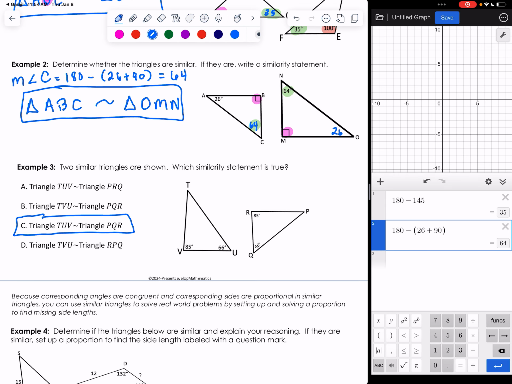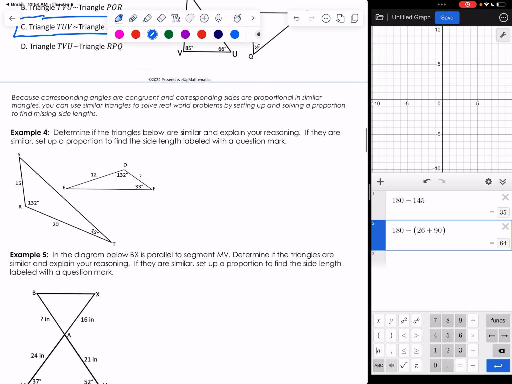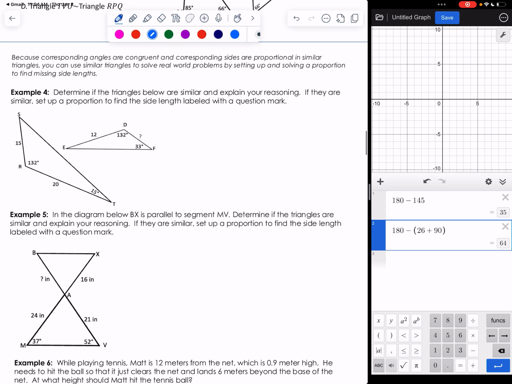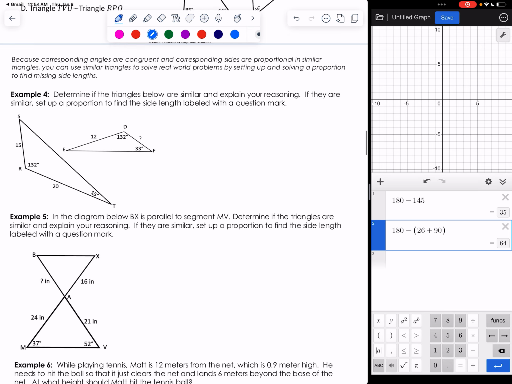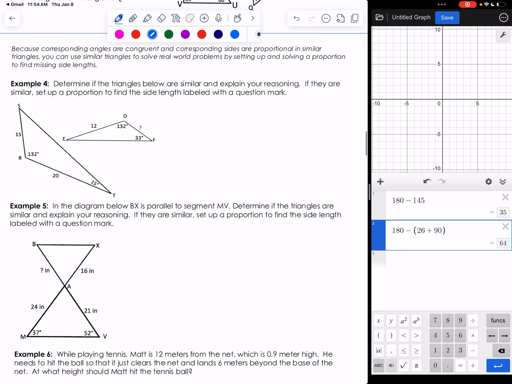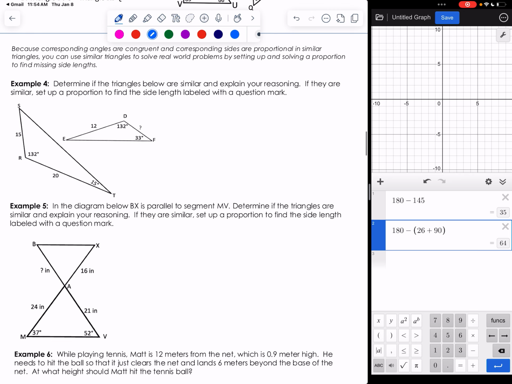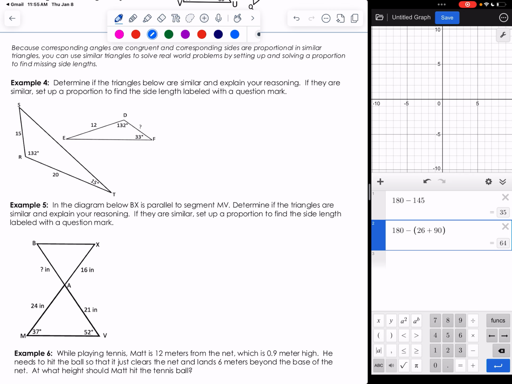Now, the reason it's important to know if two triangles are similar is that if two triangles are similar, then we can use proportional reasoning to solve for missing side lengths in two triangles. So let's look at an example of that. In example 4, it says determine if the triangles below are similar and explain your reasoning. If they are similar, set up a proportion to find the side length labeled with a question mark.